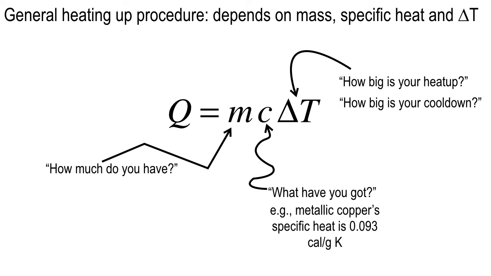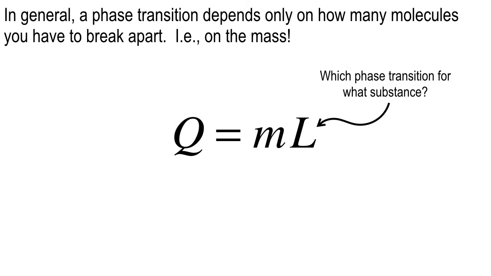Now the melting equation for H2O to go from solid to liquid is a little bit different. It just depends on how many molecules you have. In other words, how many kilograms of mass. And it depends on what substance you have and which phase transition you're trying to make. So you better write this down. Capital L, I forgot to put it on the slide. Capital L stands for latent heat. Latent, capital L.